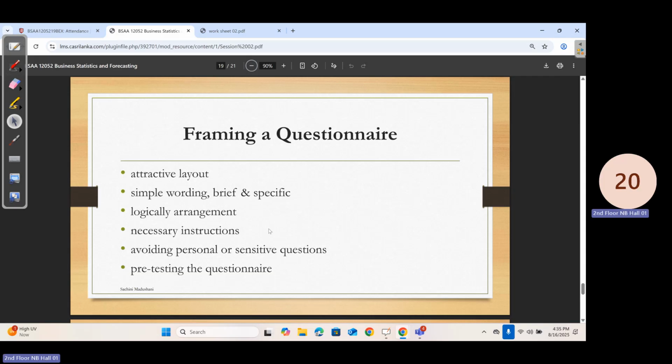Next thing is necessary instruction. The researcher must provide the necessary instruction on how respondents write the answers to these questions. If there are multiple choice questions, you need to mention whether the respondent selects one choice or more than one choice. Is it clear?